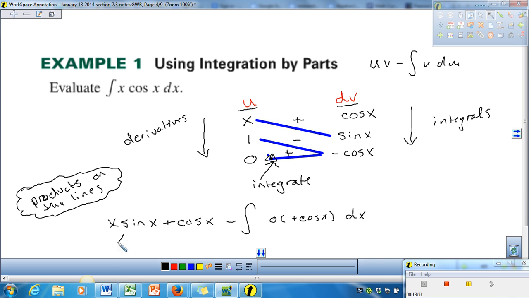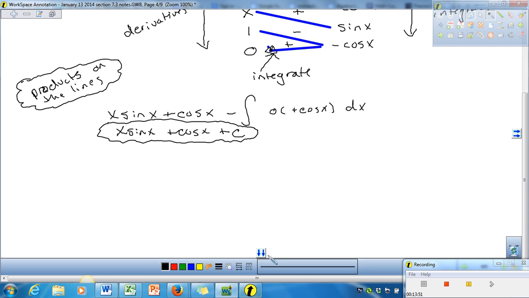So what we have here is x sine x plus cosine x. We could write it as minus c, but generally speaking, we deal with positive constants, so we would write plus c. And there is the same solution we got when we did it the traditional way. All right, I'll make a couple of notes here. We always integrate back on the horizontal line. And example 1, we choose u to be an easy derivative.